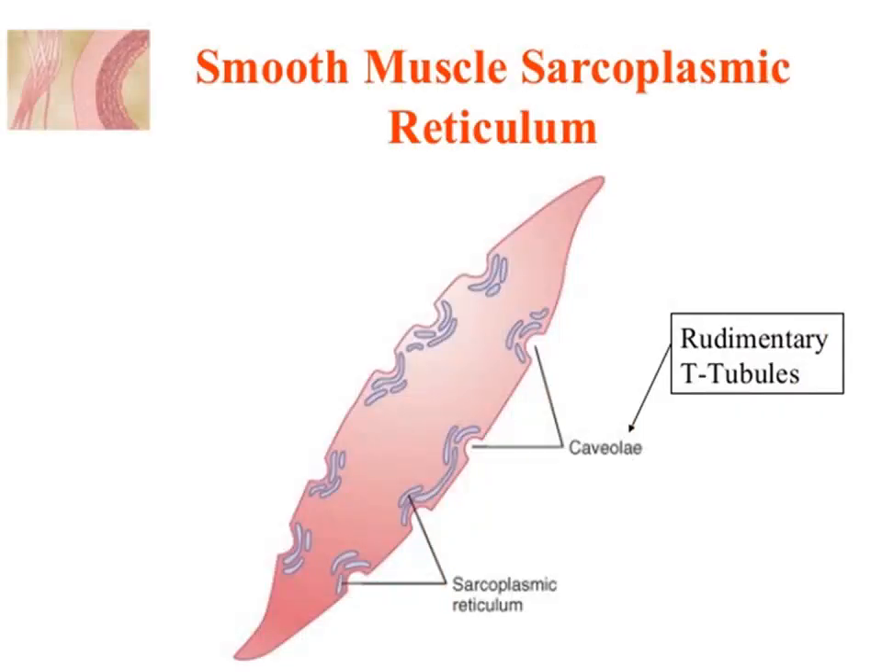So the smooth muscle structure is different from the skeletal muscle or the cardiac muscle. The smooth muscles have a large number of caveolae. They are the rudimentary tubules. And then we have the sarcoplasmic reticulum. They are less in number with less amount of calcium. So this is the spindle-shaped smooth muscle.